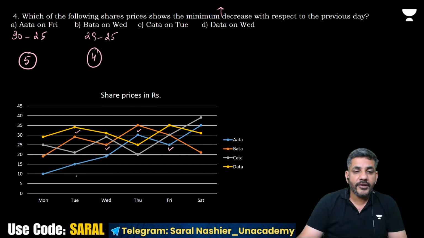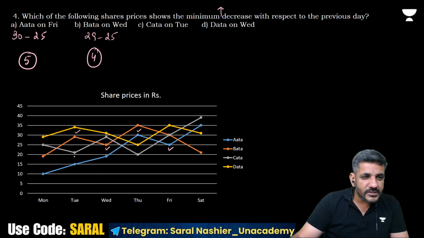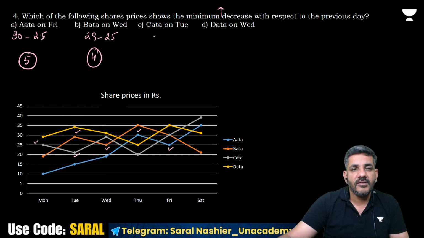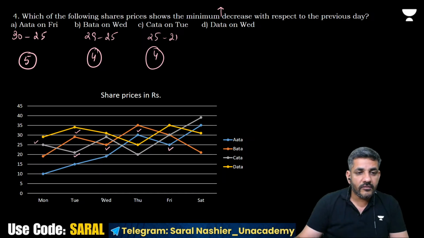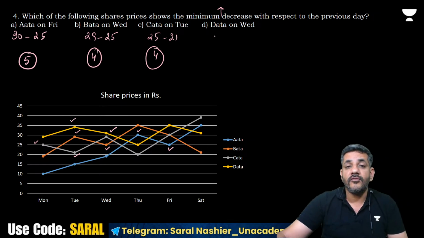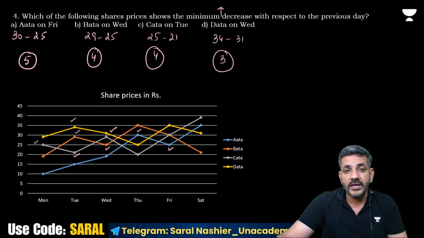Then C on Tuesday. If I talk about C on Tuesday, C on Tuesday is how much? It is equal to 21. A day before it was 25. So from 25 to 21, there is a decrease of 4 again. And D on Wednesday. D on Wednesday is equal to how much? It is equal to 31. A day before it was 34. So 34 to 31, there is a decrease of 3, right?